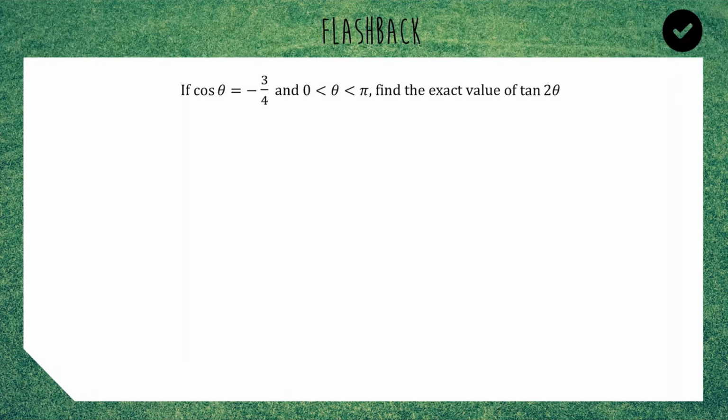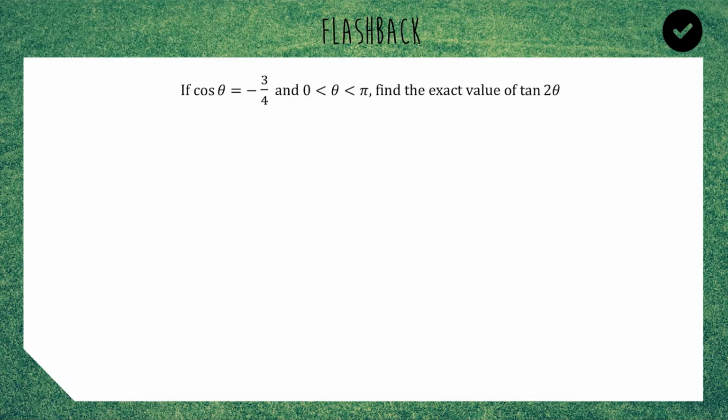Before we get into it, let's have a look at this flashback question. We have the value of cos theta is minus 3 on 4, and the angle theta is between 0 and pi, so it's in either quadrant 1 or quadrant 2. Using that information, find the exact value of tan 2 theta. If you think you know where to start, by all means pause the video and have a go.